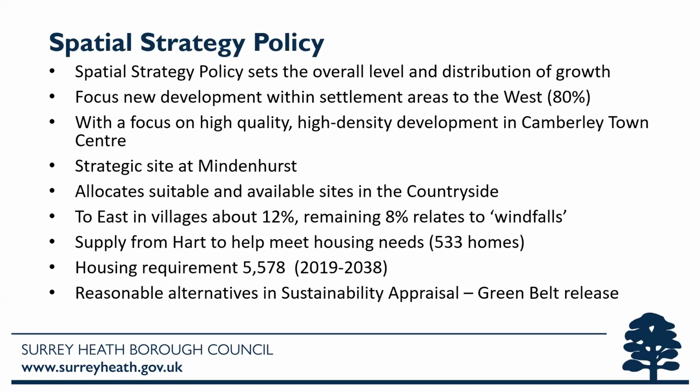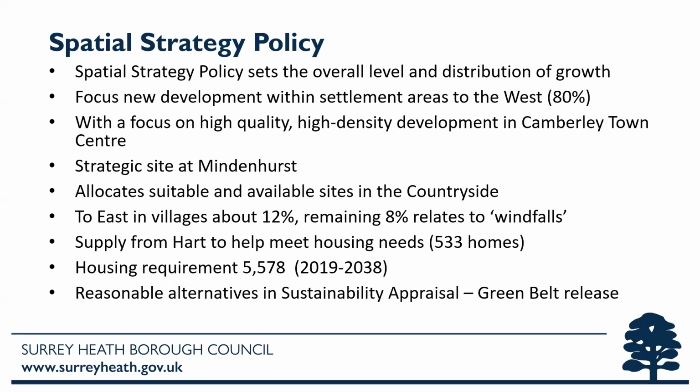The government standard methodology for local housing needs sets a requirement for the delivery of about 321 homes per year, totalling just over 6,000 homes over the plan period. However, Surrey Heath is subject to significant environmental and planning constraints, including Greenbelt.